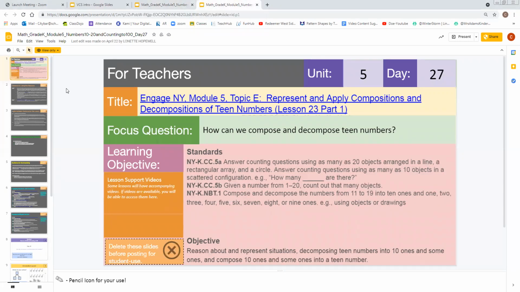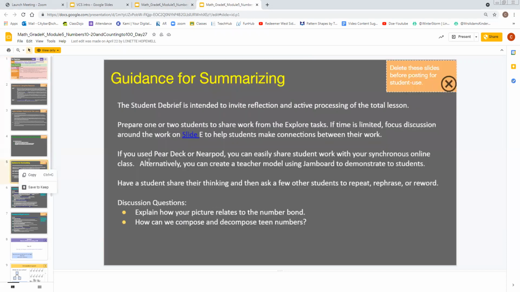We're going to be focusing on the summary slide. So let's go ahead and look at the guidance for summarizing first. The discussion questions are explain how your picture relates to the number bond and how can we compose and decompose teen numbers. Now, the questions are the same for both days. However, the slides are different. On day 27, your slide looks like this. Allow me to show you.